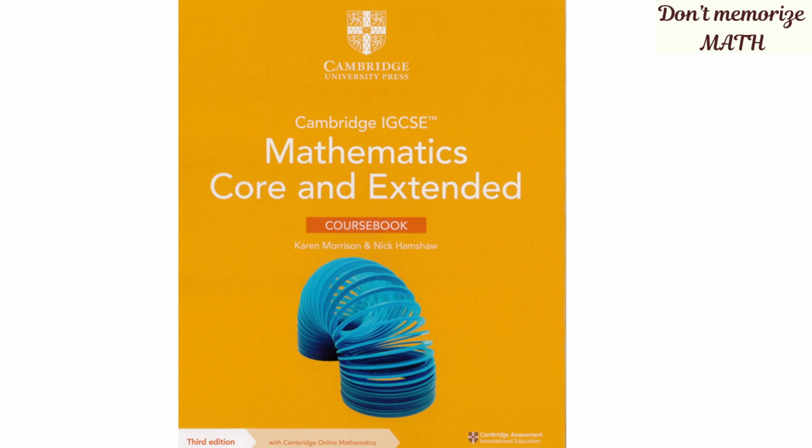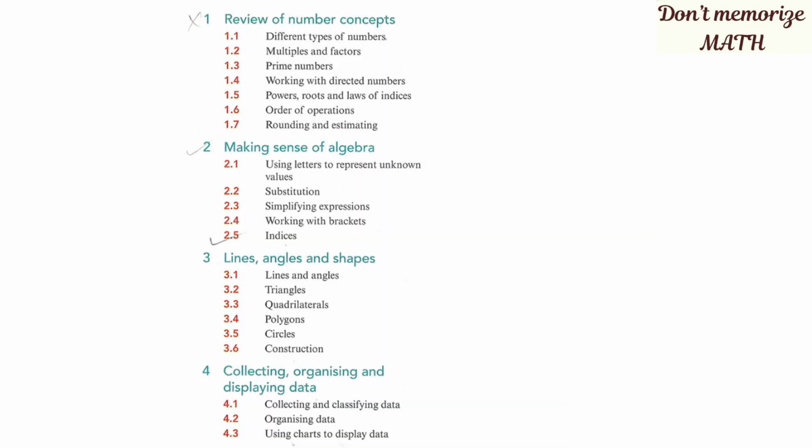Today we are discussing some past papers from your textbook. Here I am referring to the Cambridge IGCSE Mathematics Core and Extended Course Book, in which you can find all the core questions and topics, and also the extended topics and questions. In total we have 4 units with 24 chapters.